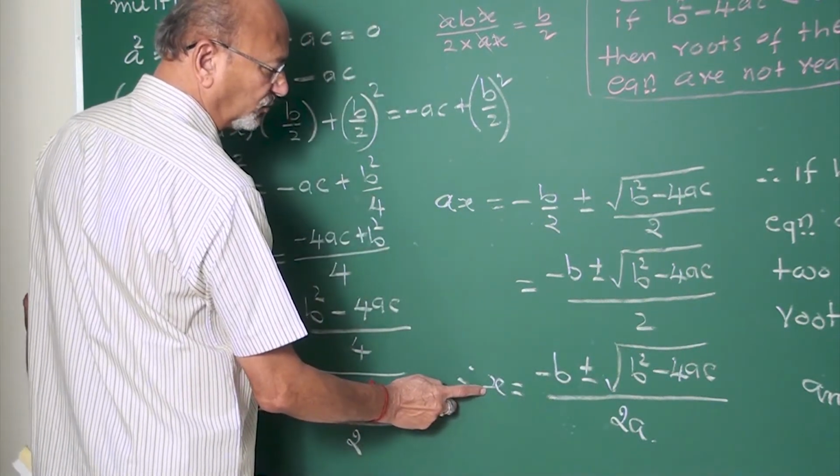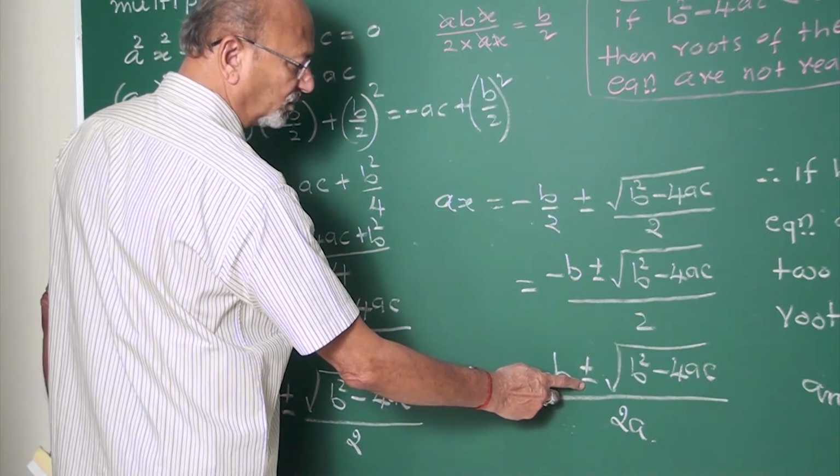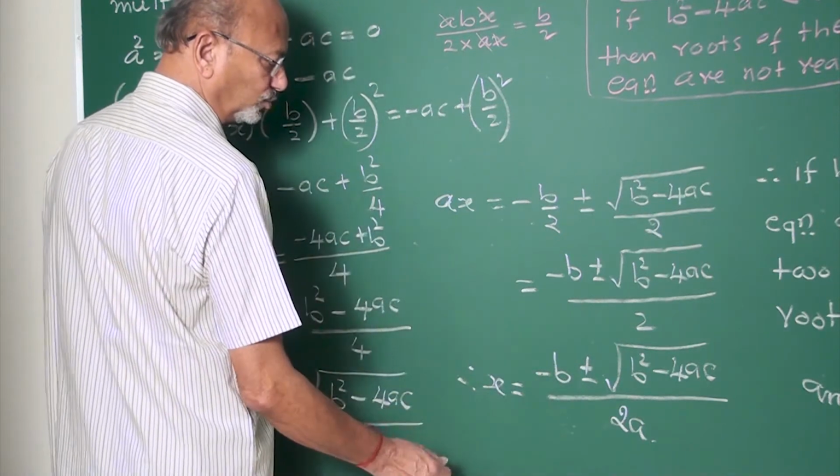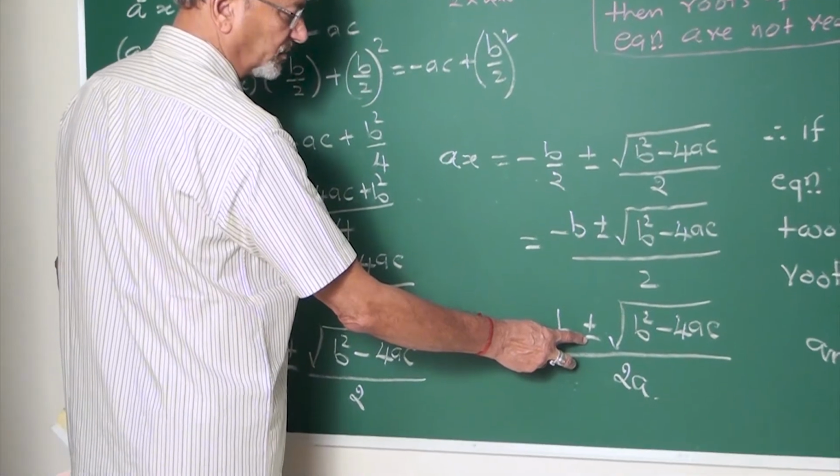This is solving for x. You get 2 values of x. One value is with plus, another value is with minus. These are the 2 roots, my friends. One root is with a plus sign, another root is with a minus sign.